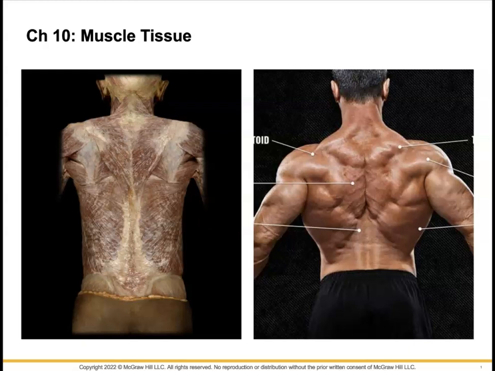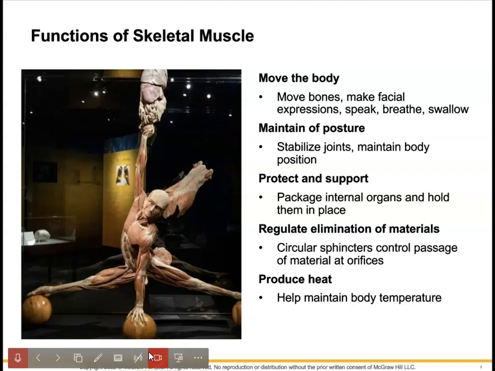in the cadaver. Before we begin learning the individual muscles and more about the muscle tissue, we need to understand why the muscles are so important to the body. Well, the big thing is muscles cause movement. They move the bones that they're attached to and allow us to move around. We also use muscles for facial expressions. You can look at someone and see if they're happy or sad.